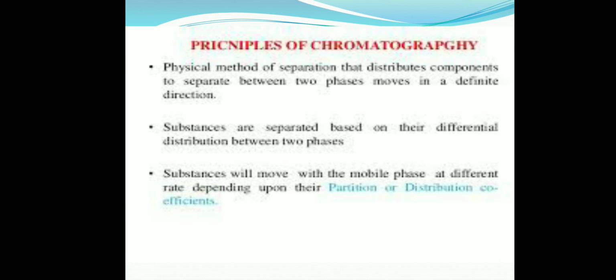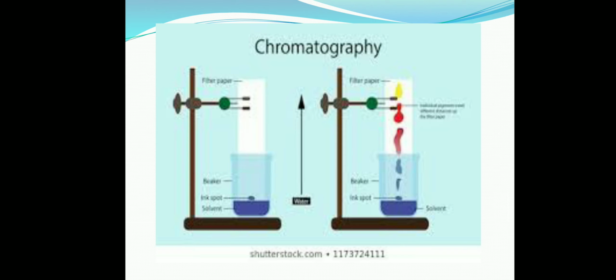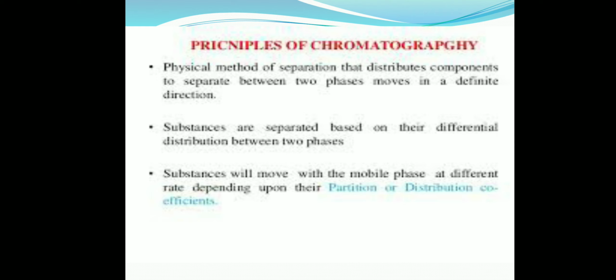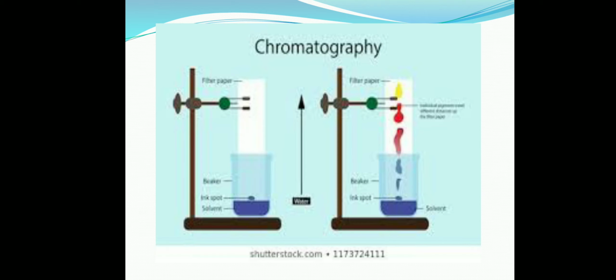Okay, now what is the principle behind chromatography? It is a physical method of separation which distributes the components to be separated between two phases which move in a definite direction, and the substances are separated based on their differential distribution in the two phases. One phase is the mobile phase, another phase is the stationary phase. So the principle behind it is that there will be differential distribution between the two phases, the mobile phase and the stationary phase.